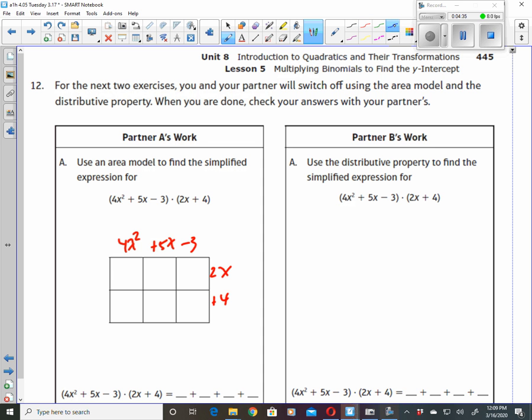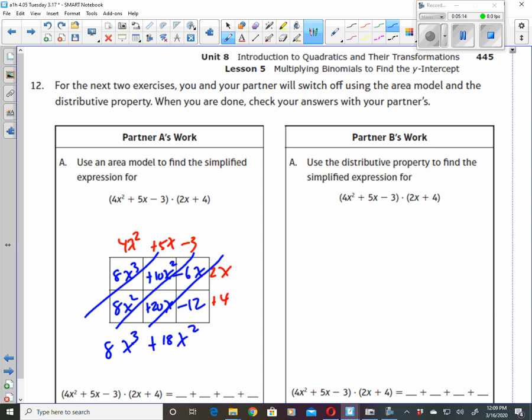As we multiply through, we're going to have 2 times 4 is 8x cubed plus 10x squared minus 6x, and this should have been x squared, shouldn't it? And then this next row times 4 goes 8x squared plus 20x minus 12, and we're looking for collecting like terms, and these are usually going to show up in the diagonals. 8x cubed plus 18x squared plus 14x minus 12. Let's see if we get the same answer over here using the distributive property.